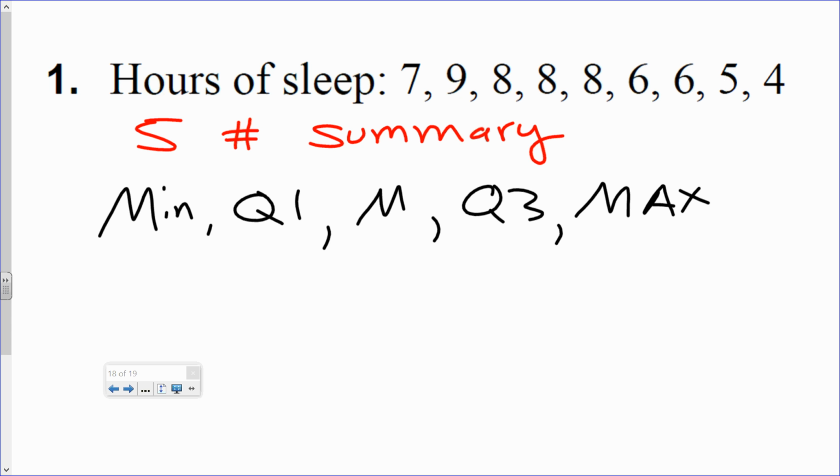Let's do these together. In other words, before we even create a box and whisker plot, we have to get the five-number summary, or you ain't going anywhere. Quartile 1 is a quarter of the way into the data from the beginning. Quartile 2 would be the median. Quartile 3 is three-fourths of the way, and then your maximum.